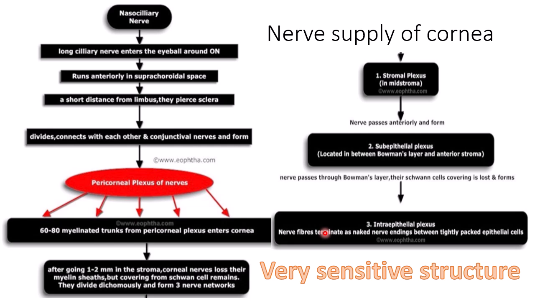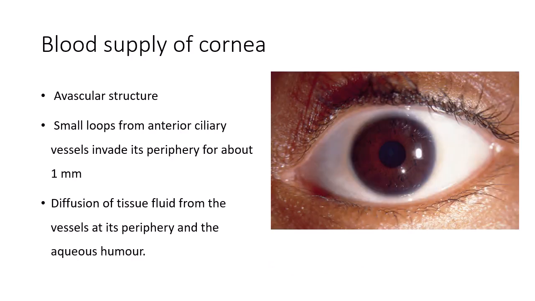This is the reason why a small corneal abrasion is very, very painful, and the cornea is a very sensitive structure. The blood supply of the cornea, it is an avascular structure except for the periphery, where the blood vessels invade for about 1 mm, and diffusion of tissue fluid from the vessels at the periphery and the aqueous humor happens.